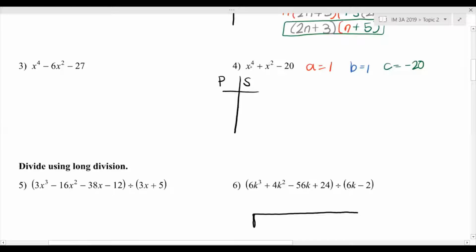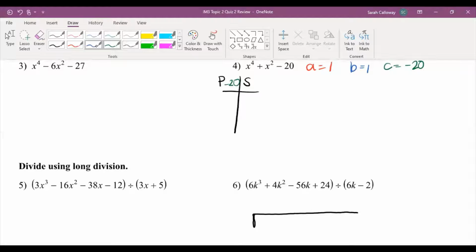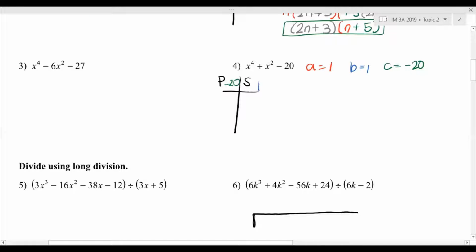And so looking at these, if I multiply a times c, it's just 1. So I get negative 20 for my product. And then the sum has to be 1. So I want to find 2 numbers that multiply together to make negative 20. So I know one's positive and one's negative. And then they have to add to be positive 1. So I know that the larger number needs to be positive.